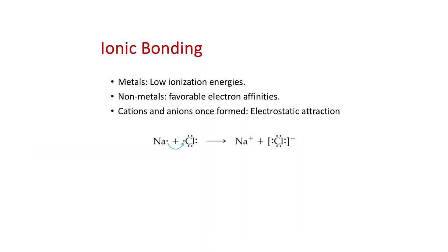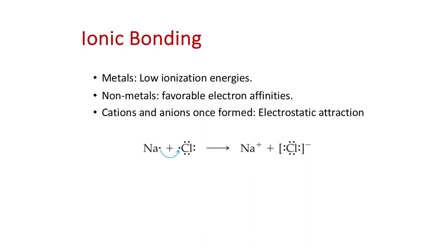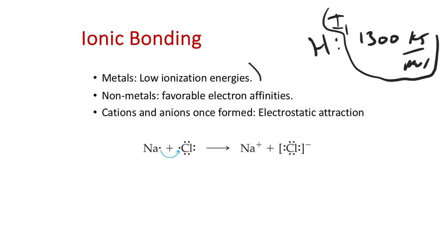So our ionic bonding, these are typically involving metals with low ionization energies. If we recall, lithium, sodium, etc., have ionization energies of about 500 kJ per mole. Hydrogen's like 1300 kJ per mole to ionize the electron. So the I1 of hydrogen is 1300 kJ per mole. It's really hard to remove that electron from the H atom. So it's going to be easier for hydrogen to share its electron and keep a hold of it.